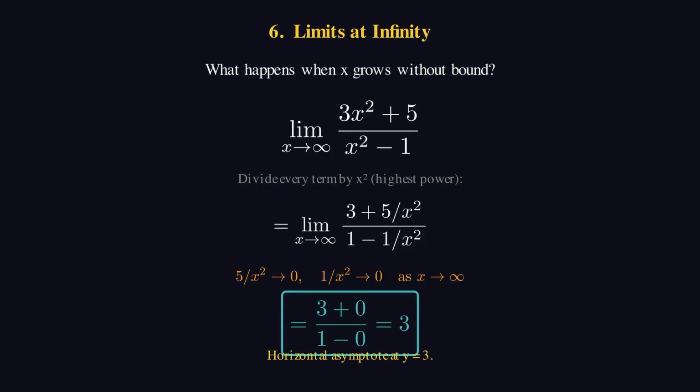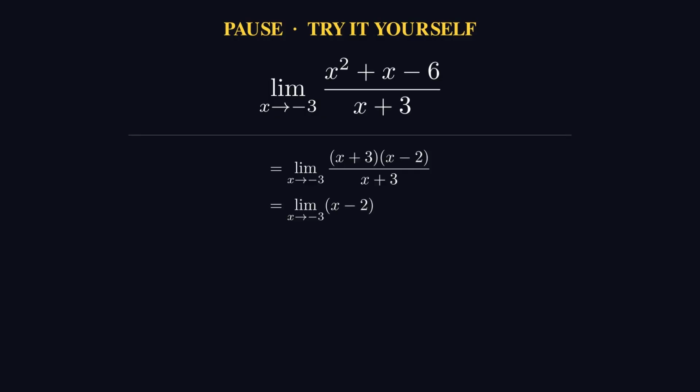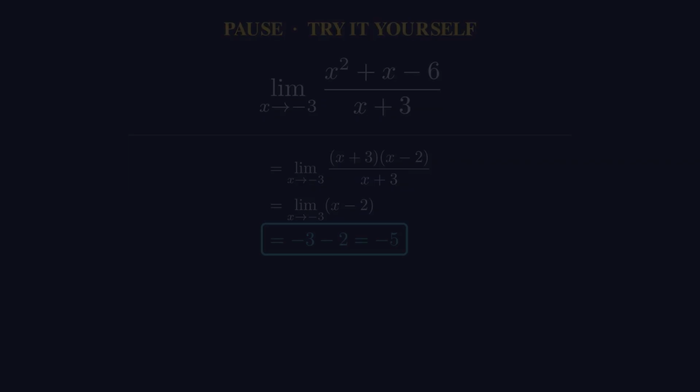Shortcut: when the degrees are equal, the limit is just the ratio of the leading coefficients, 3 to 1, which is 3. Pause the video and try this one yourself. The limit as x approaches negative 3 of x squared plus x minus 6 divided by x plus 3. Direct substitution gives 0 over 0. Factor the numerator. x squared plus x minus 6 equals x plus 3 times x minus 2. Cancel x plus 3. Substitute x equals negative 3 into x minus 2. Negative 3 minus 2 equals negative 5. The limit is negative 5.